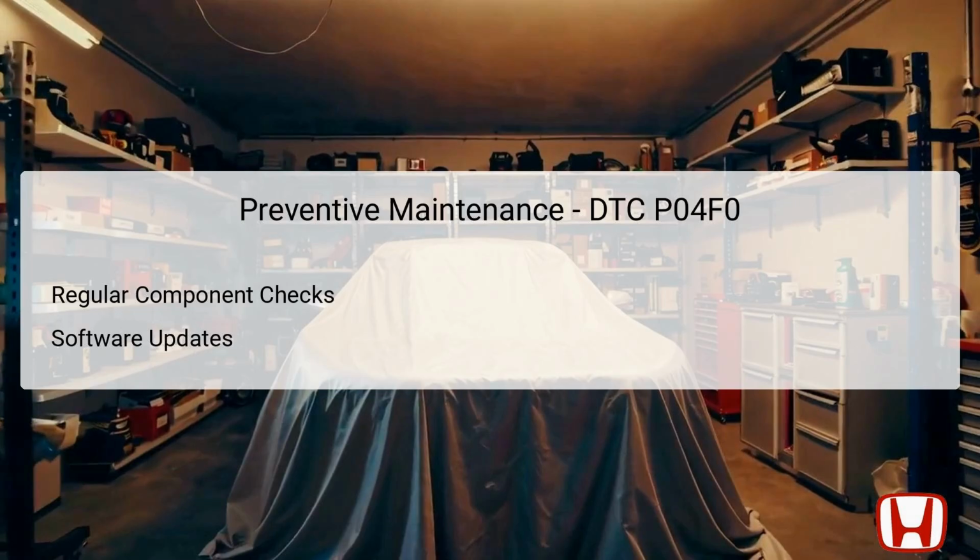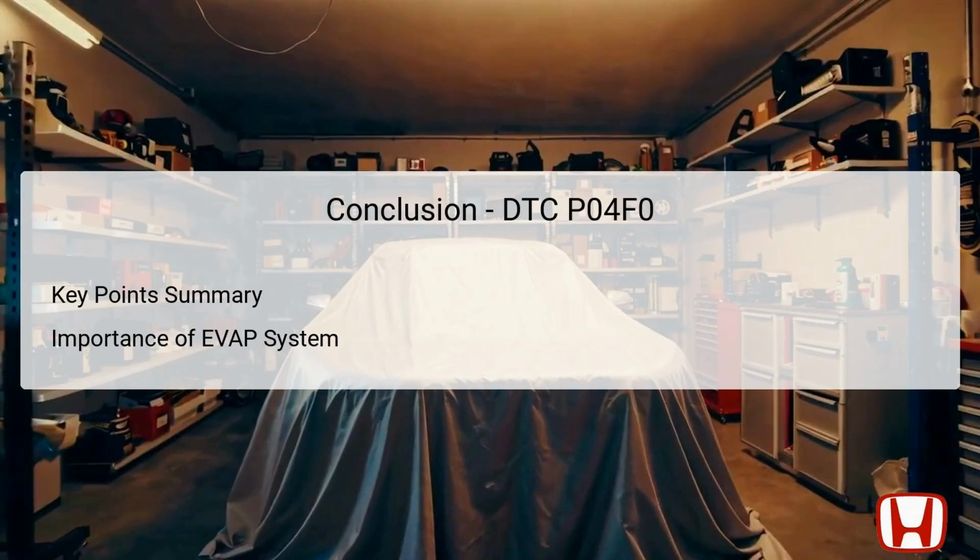Ensuring proper sealing of connections and immediate attention to any warning lights or symptoms can also help maintain the integrity of the EVAP system. By establishing preventive practices, you can decrease the likelihood of recurring issues and enhance the vehicle's emission system reliability. In conclusion, DTC P04F0 signifies an issue within the EVAP system, particularly regarding incorrect purge flow.